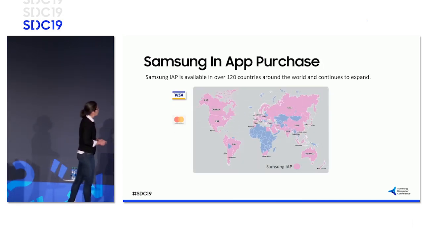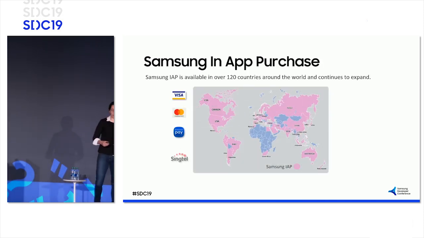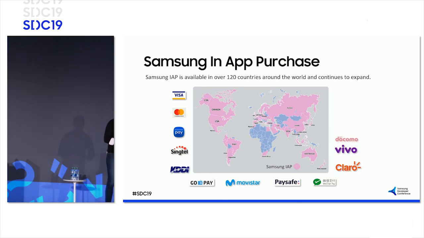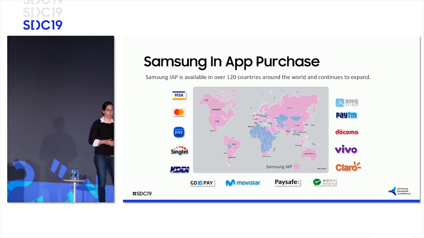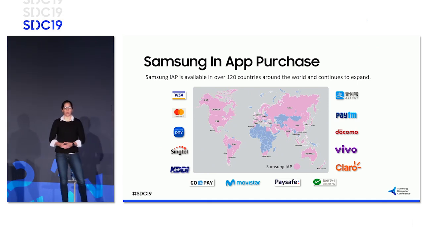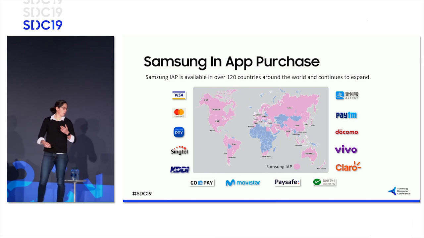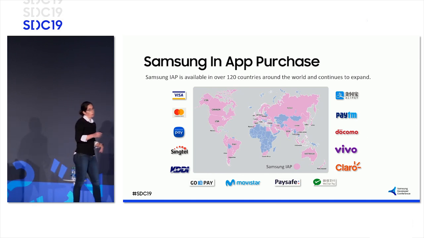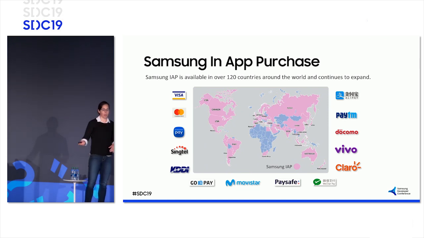In terms of Samsung IAP Purchase, well, IAP is our payment service that makes it possible for our developers to sell digital items in their applications that are available in Galaxy Store. We are in over 120 countries, and we continue to expand. The payment methods that are supported are the common ones: credit card, PayPal, Samsung Pay, local billing, carrier billing. The supported methods will vary across different countries.